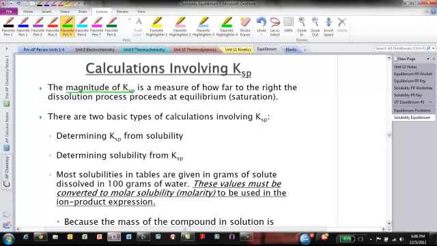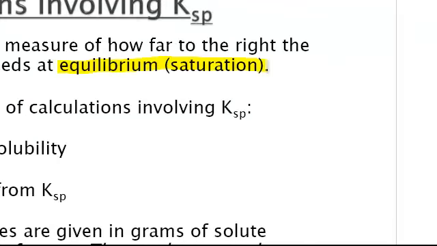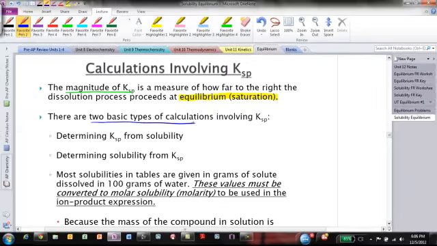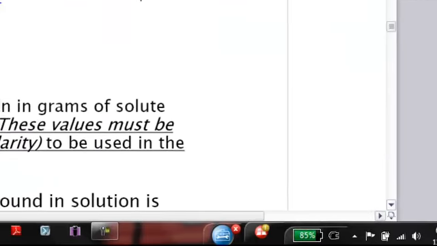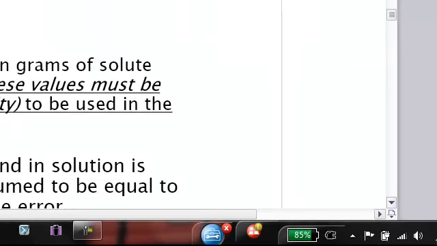Something that we learned last year but didn't really talk about in a relationship is that saturation point is equilibrium. That's as much as it's going to hold, that's where it's going to stop. There are two basic types, just like regular equilibrium. They can either determine Ksp by giving you the solubility, or they can ask you to find solubility from Ksp. We did the same thing with equilibrium: they gave us concentrations and asked for K, or gave us K and asked for concentrations.